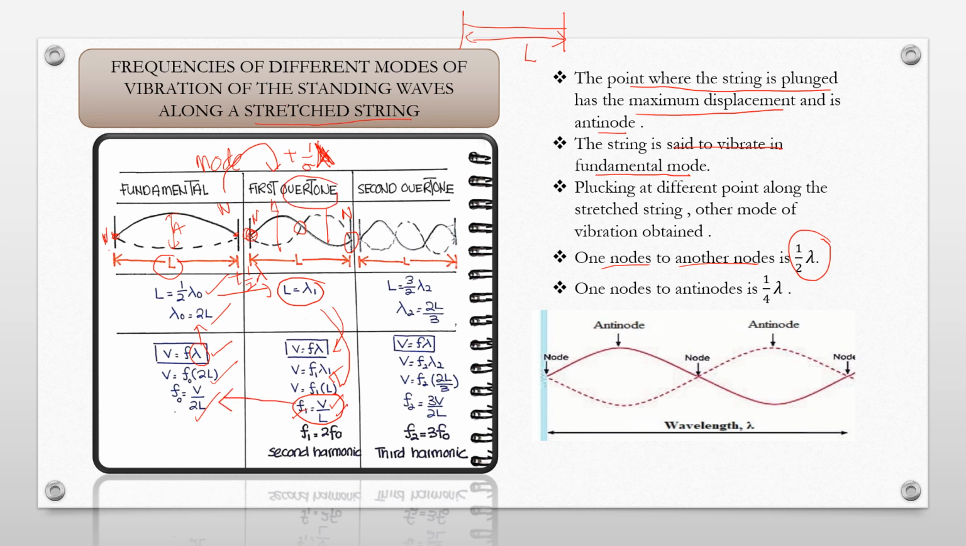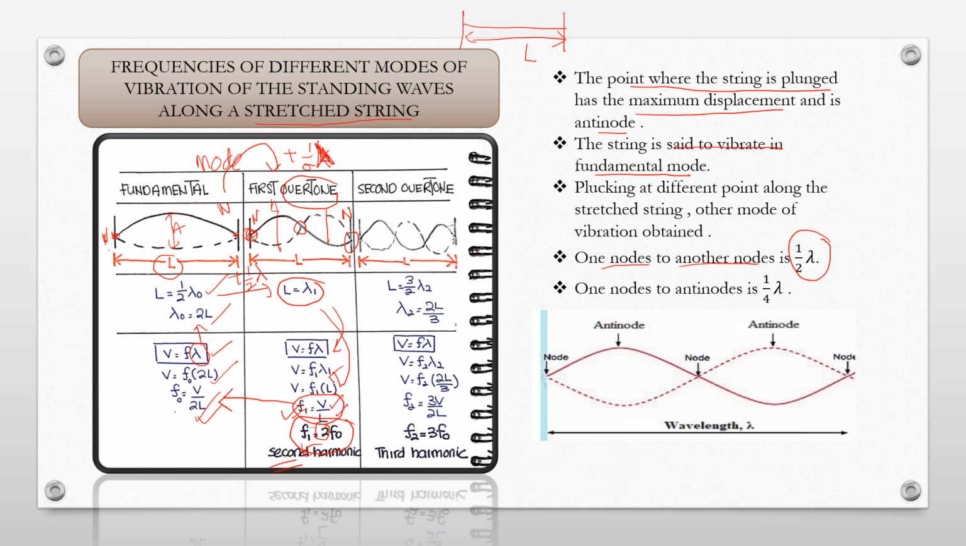Then we compare this first overtone with the fundamental. Overtone means over the tone, that means it is over the fundamental mode, on top of the fundamental mode. That's how we imagine it. Comparing, we realize that f1 is 2 times the fundamental frequency. Because here it is 2, we call it the second harmonic.